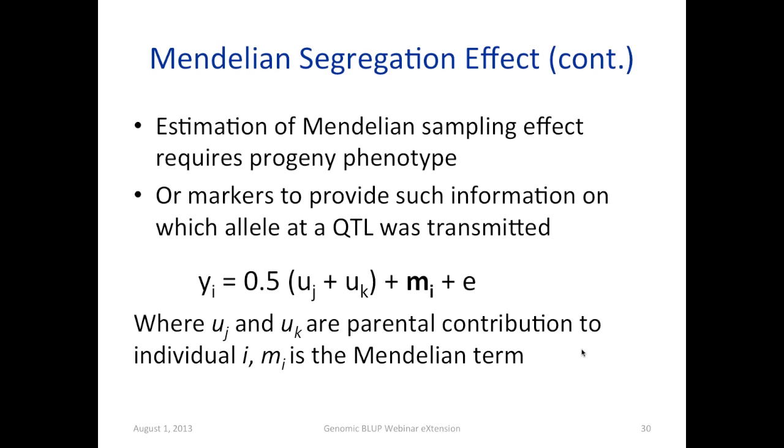So if we model the breeding value of an individual, it would be basically the summation of the mid-parent breeding values plus the Mendelian segregation effect plus an error term. In the equation, mu sub j and mu sub k are the parental breeding values. Their average would be the contribution to the individual breeding value. So it's a large contribution.